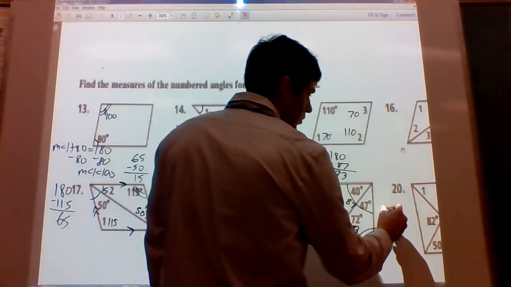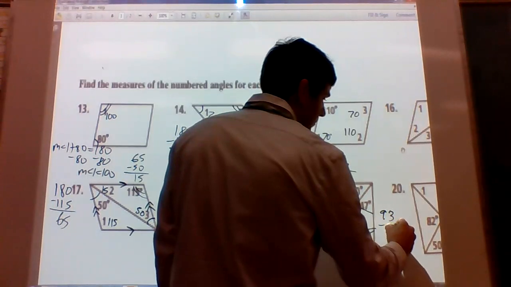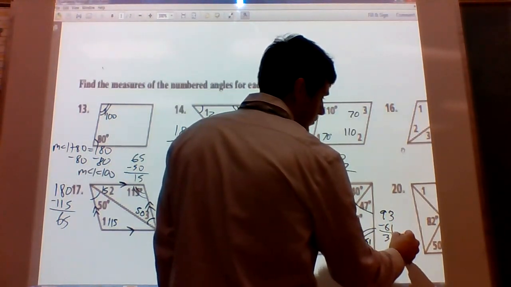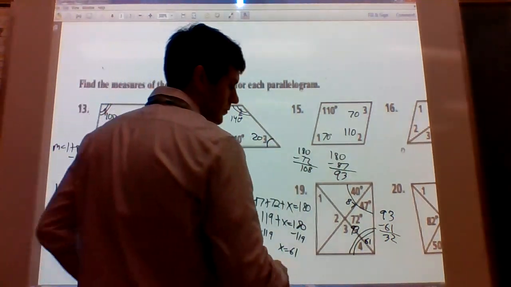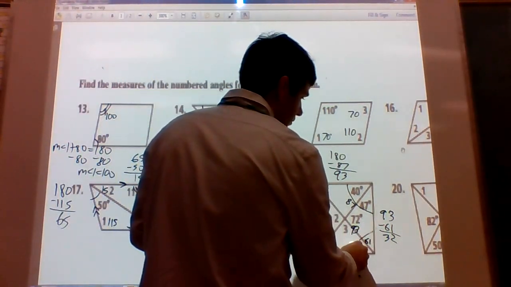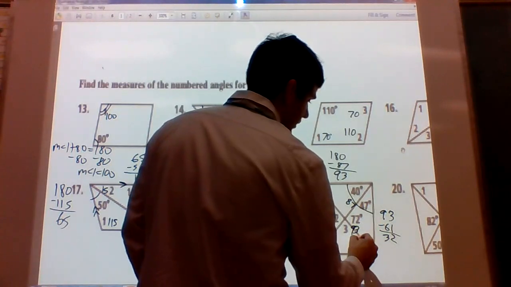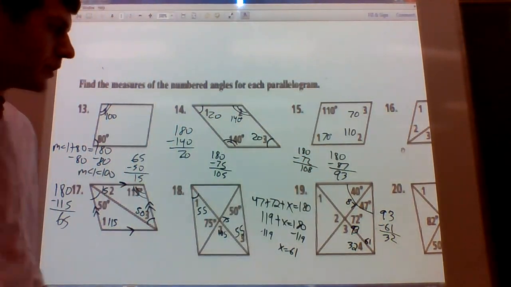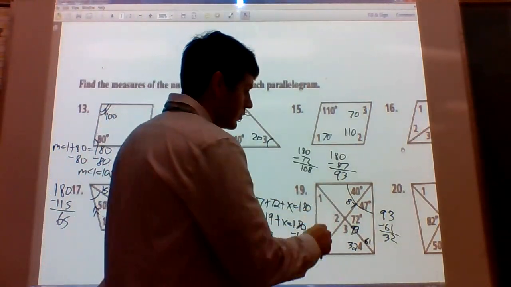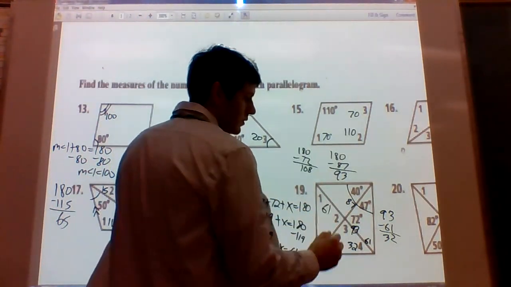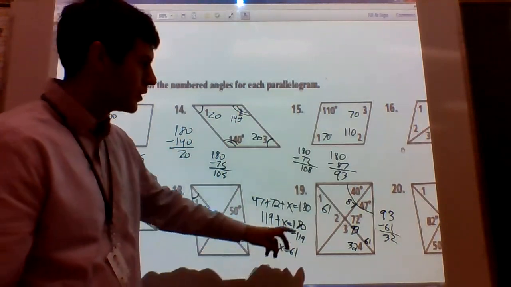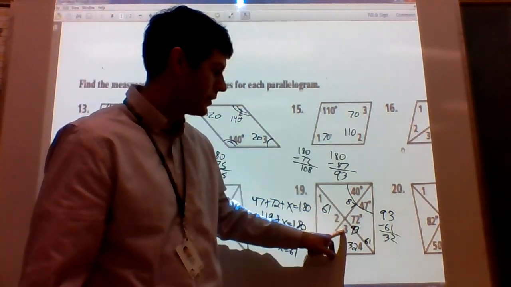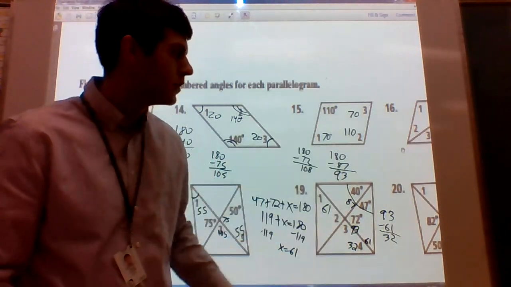93 minus 61 is going to give us 32. So we know angle 4 is going to be 32. And then we can do alternate interior angles to find that angle 1 is going to be 61. So the middle ones, we got vertical. So we know that one's 72. We have a linear pair, so we know that one is 108.